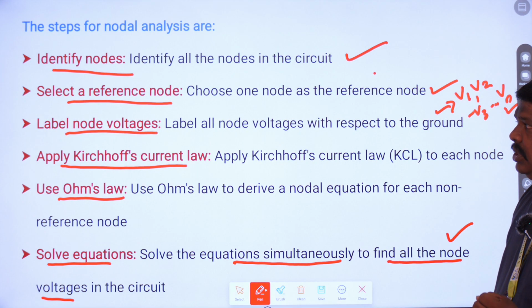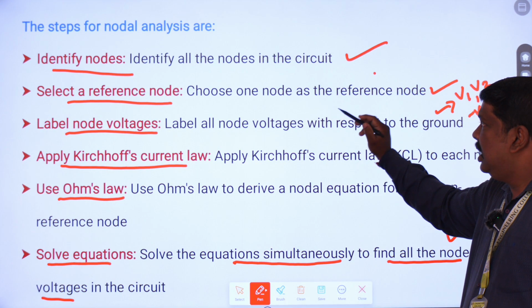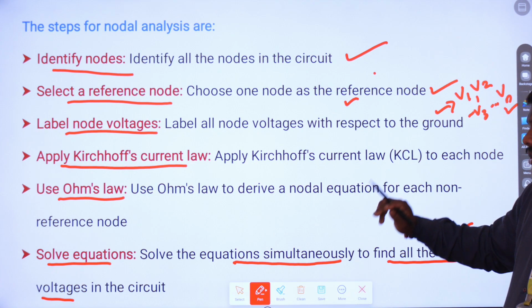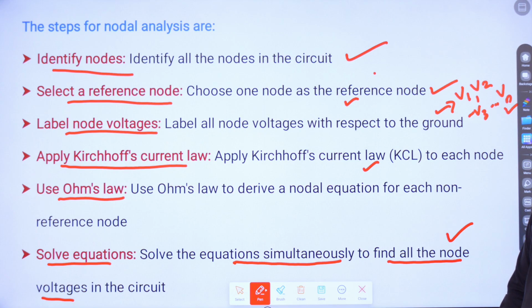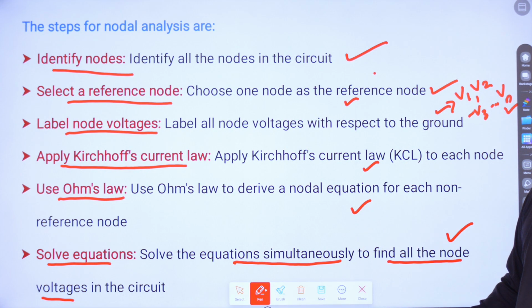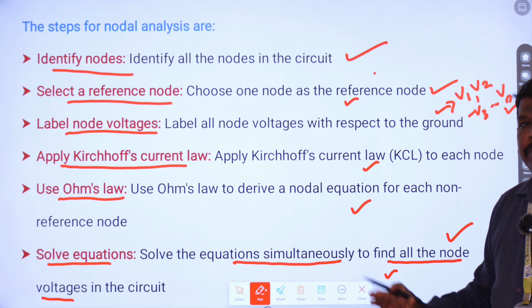Repeating once again, step 1 is identifying the nodes, the second one is selecting your reference node, the third one is labeling node voltages, the fourth one is applying Kirchhoff current law, and next is the Ohm's law relations, and finally we have to solve your equations to find your node voltages for n nodes.